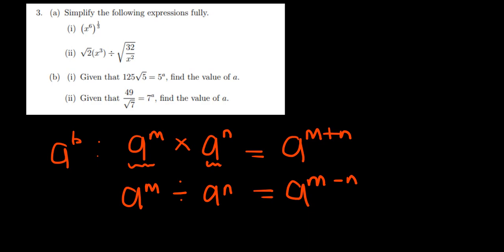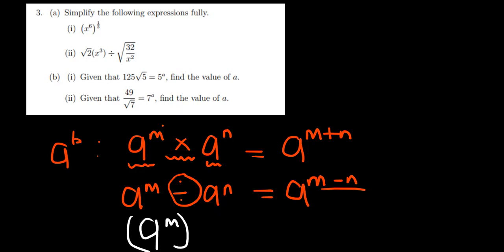So when you are multiplying, it means we are adding the powers, and when we are dividing, it means we are subtracting the powers. The third law is that if you have an exponential number raised to power m, and then you raise this same number to another power n, this is the same as multiplying these two powers. So that is the same as a to the power m multiplied by n. These are the basic laws of indices.